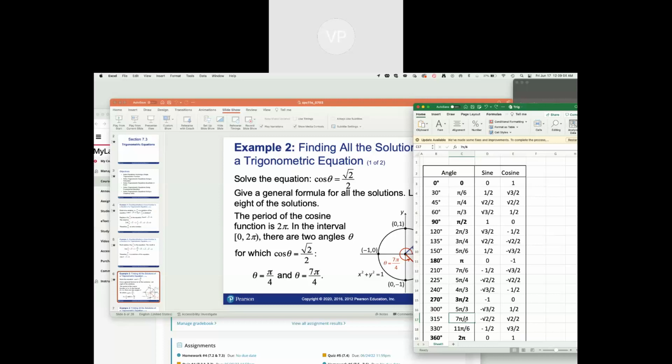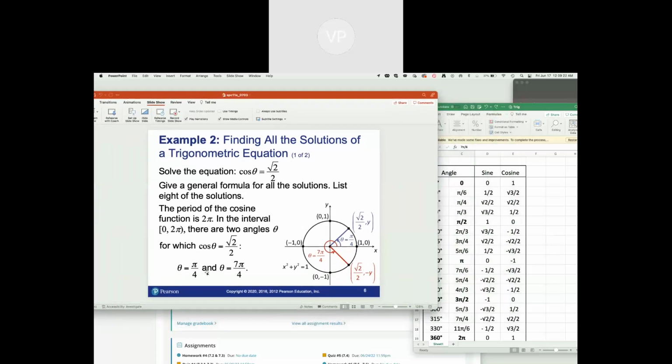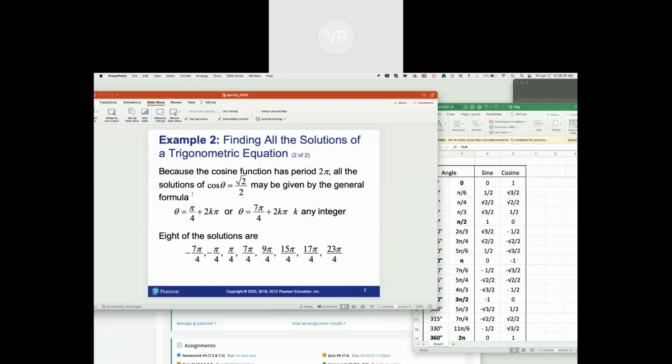And you know how we can do this. You can just simply keep adding 2 pi to each of these solutions. So if I have pi over 4, I can add 2 pi to that, and that's also a solution. I can add another 2 pi to that, another 2 pi. You can keep going on forever. But the main idea is start with the 2 that you know. Remember this pi over 4, this 7 pi over 4?